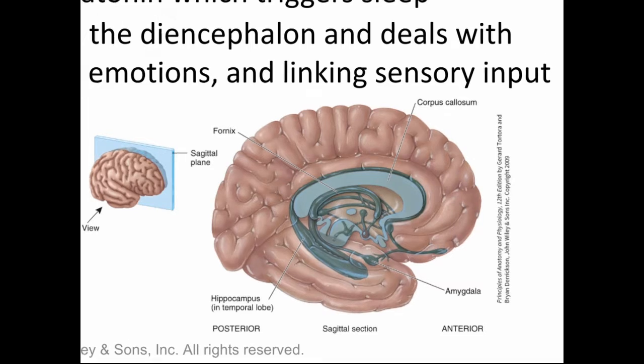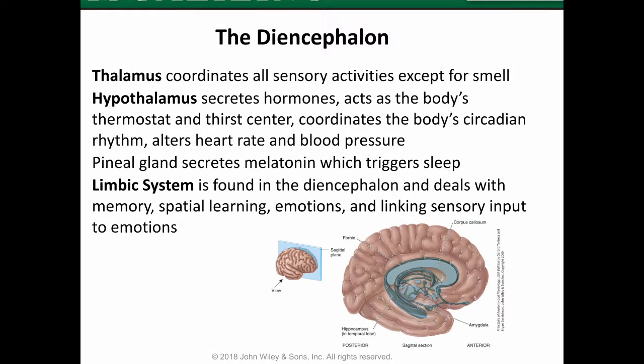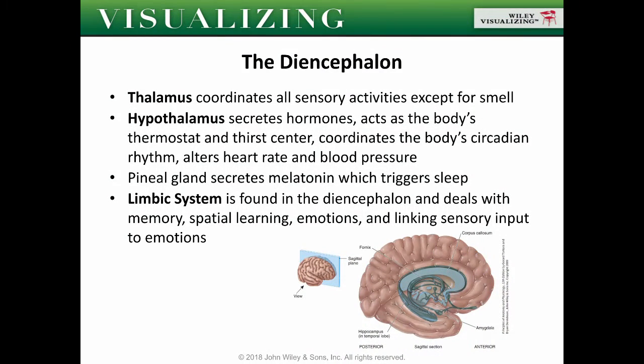So here is your region here. So it's inside. The thalamus, in the diencephalon, coordinates all sensory activities except for smell. And the hypothalamus, of course, we discussed in the previous topic on the endocrine system. It has its functions in ordering the endocrine glands to produce hormones. And then the pineal gland is also there, as well as the limbic system.